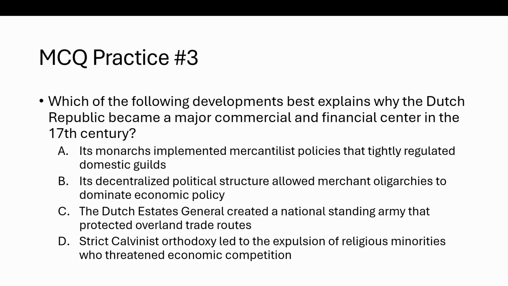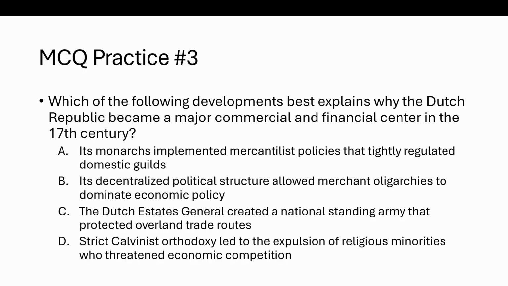Let's go through them. So starting with A, its monarchs implemented mercantilist policies that tightly regulated domestic guilds. Again, the Dutch Republic wasn't a monarchical structure, they were more constitutional, and while they were mercantilist, they weren't super focused on the regulation of domestic guilds. Quite the opposite in that sense. Moving on to C, the Dutch Estates General created a national standing army that protected overland trade routes. While I'm sure they could get behind protecting overland trade routes, again, with constitutionalism, creating a national standing army is not something that is readily available for them to do. And besides, the Dutch mostly conducted maritime trade, not overland trade. So that answer would be incorrect.